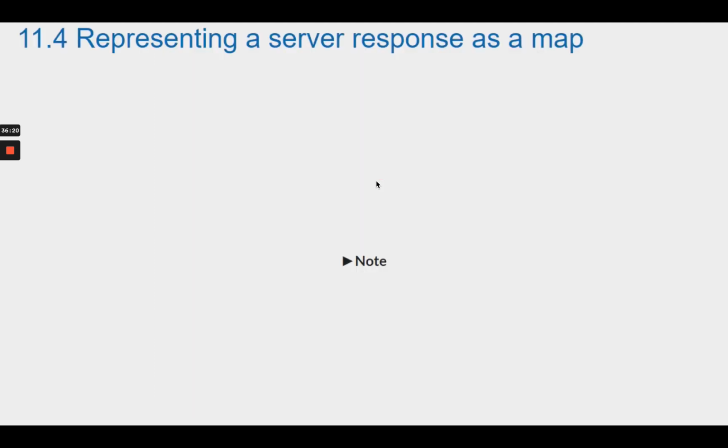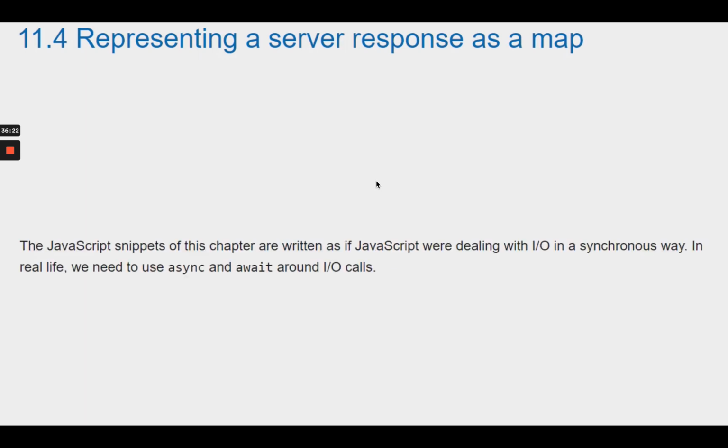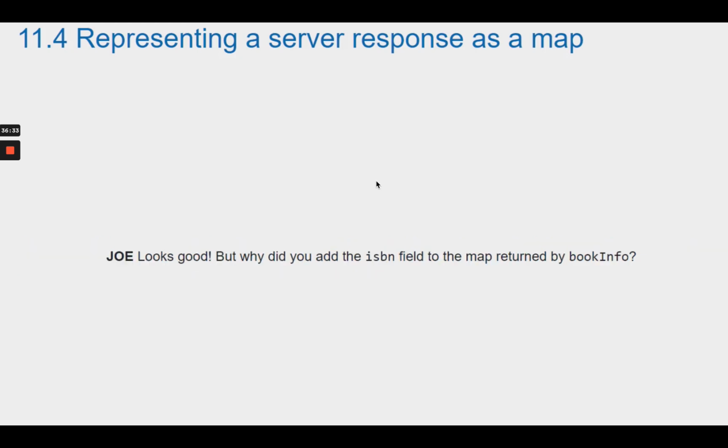Note: the JavaScript snippets of this chapter are written as if JavaScript were dealing with I/O in a synchronous way. In real life, we need to use async and await around I/O calls. Joe: looks good, but why did you add the ISBN field to the map returned by book info? Theo: it will allow me to combine information from 2 sources about the same book. Joe: I like it.